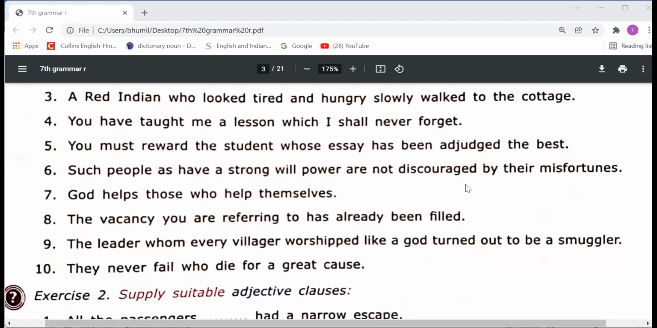No, Prince, again try. Adjective clause. The leader whom every villager worshipped like a god turned out to be a smuggler.